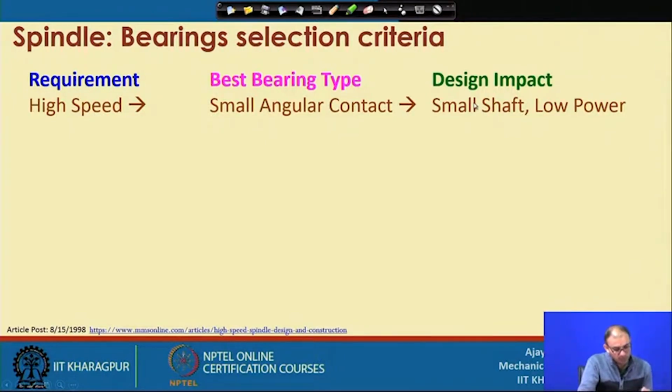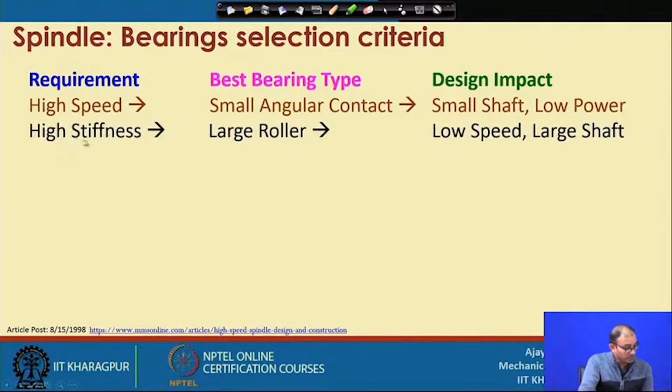So, you have to rotate a very heavy object at a very high speed, and at that time it will create forces during acceleration and deceleration. And low power is required, because if the shaft is small, you do not require very high power, and similarly for high speed. So, this is one of the things.